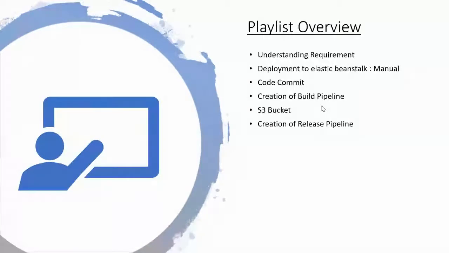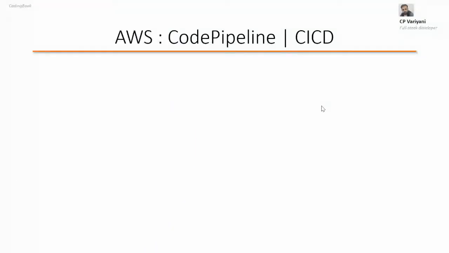Now, before I start any playlist, I always provide you the session requirements so that you can match your requirements with this playlist. If it matches, maybe you can continue watching the playlist. What you should have: an AWS account and Visual Studio 2019, which I'll make use of. So at first, let's quickly understand our requirement, and it will just take 2 minutes.